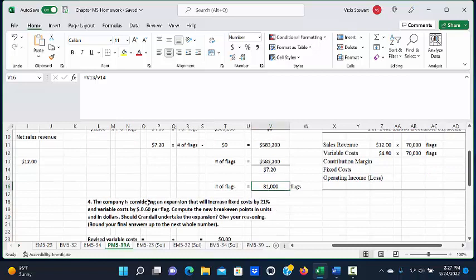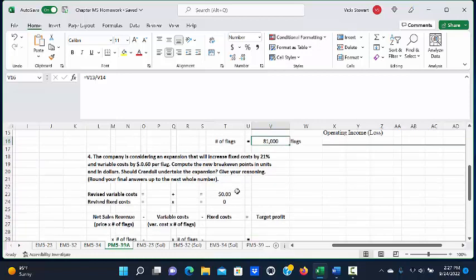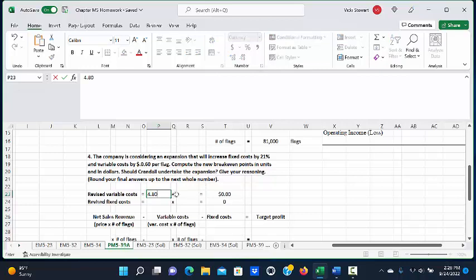In Part 4, it states that the company is considering an expansion that will increase fixed costs by 21% and variable cost by 60 cents per flag. The problem asks us to compute the new break-even point in units and in dollars, and also whether Crandall should undertake the expansion, and to give our reasoning. So our variable costs were $4.80. If we increase those by 60 cents, the new variable cost would be $5.40.